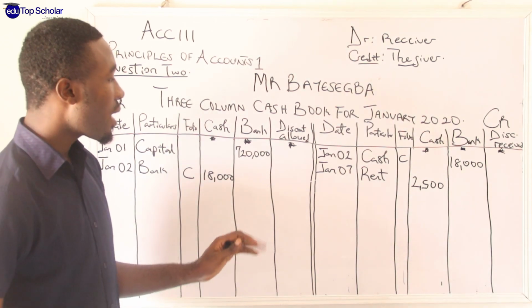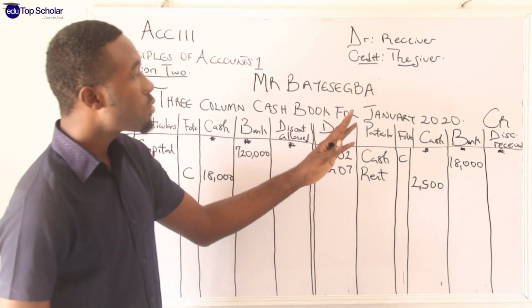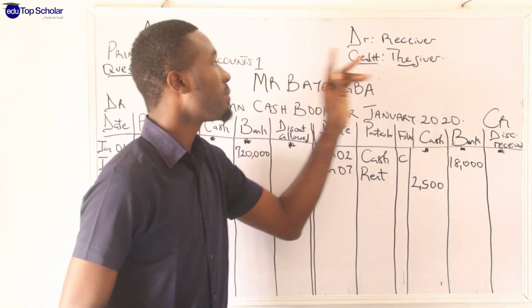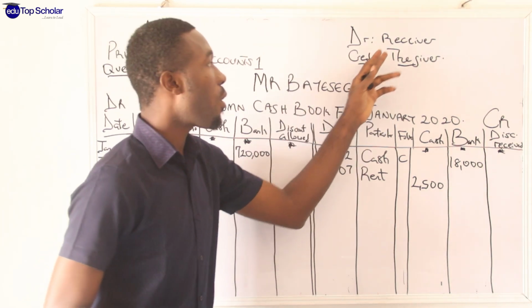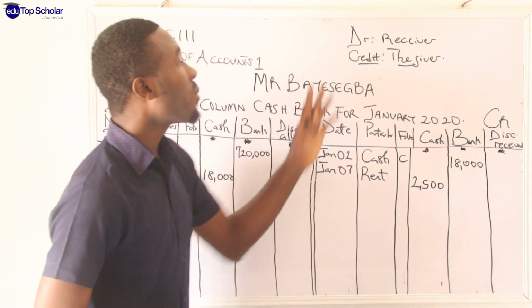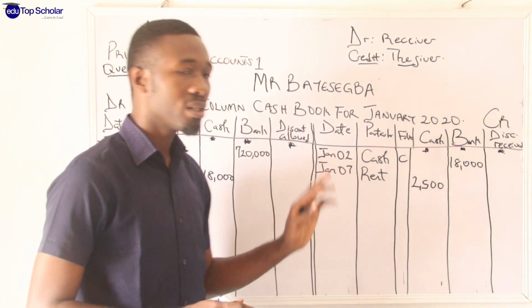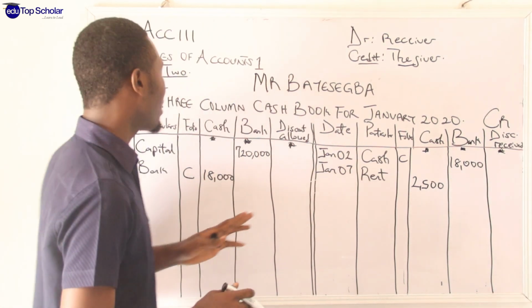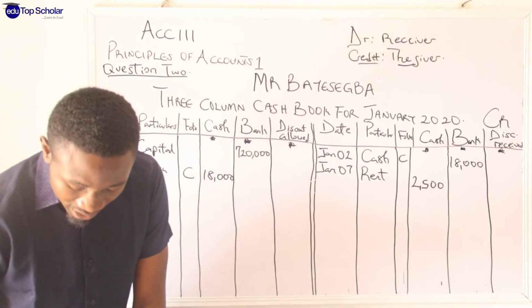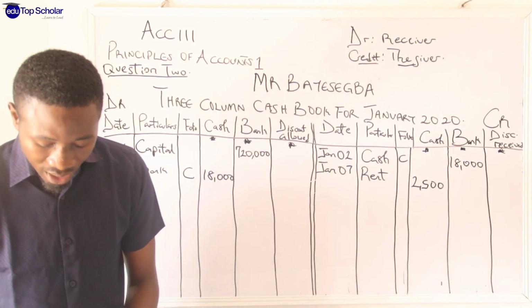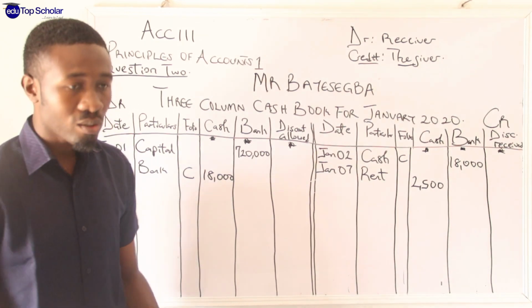So in your exams, if you are asked this kind of question, all you need to do is to identify whether we are the giver or we are the receiver in this case. When we are the giver, you record on the credit side, and when we are the receiver, you record on the debit side. So January 9, he withdrew cash from bank for personal use.